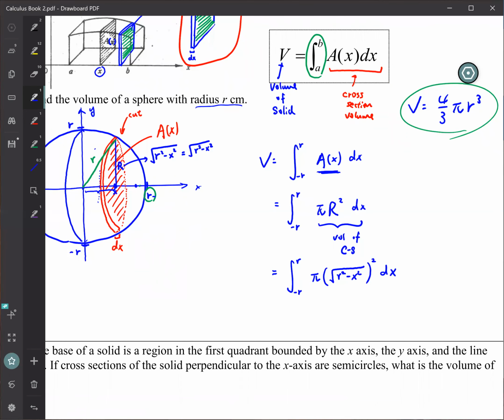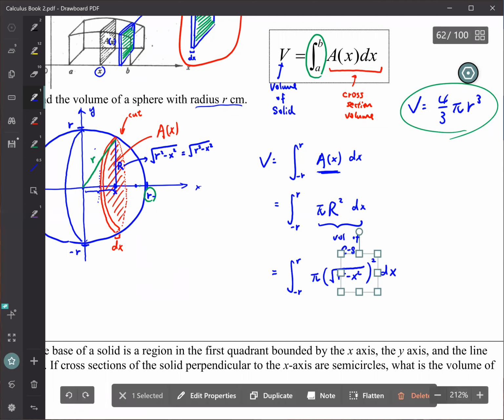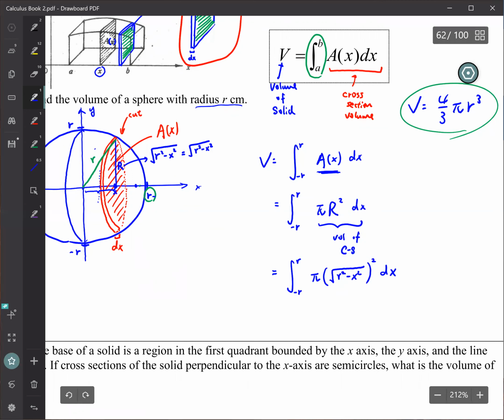Yes. This might be a stupid question, but isn't the root of R squared minus X squared, squared, R squared minus X squared? Yeah, so it will cancel out. Very good. That's my next step. Okay, we'll simplify that. It will be pi R squared minus X squared dx, right? Square root and square canceled out.